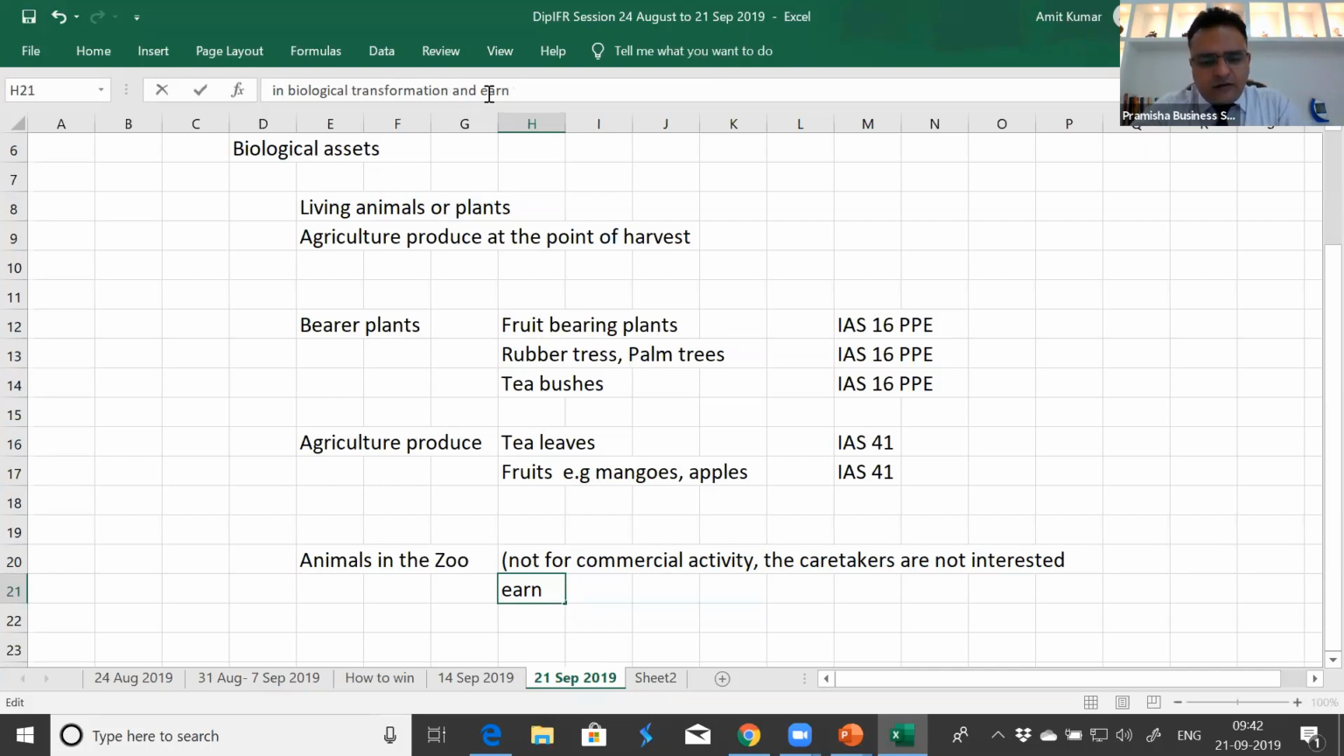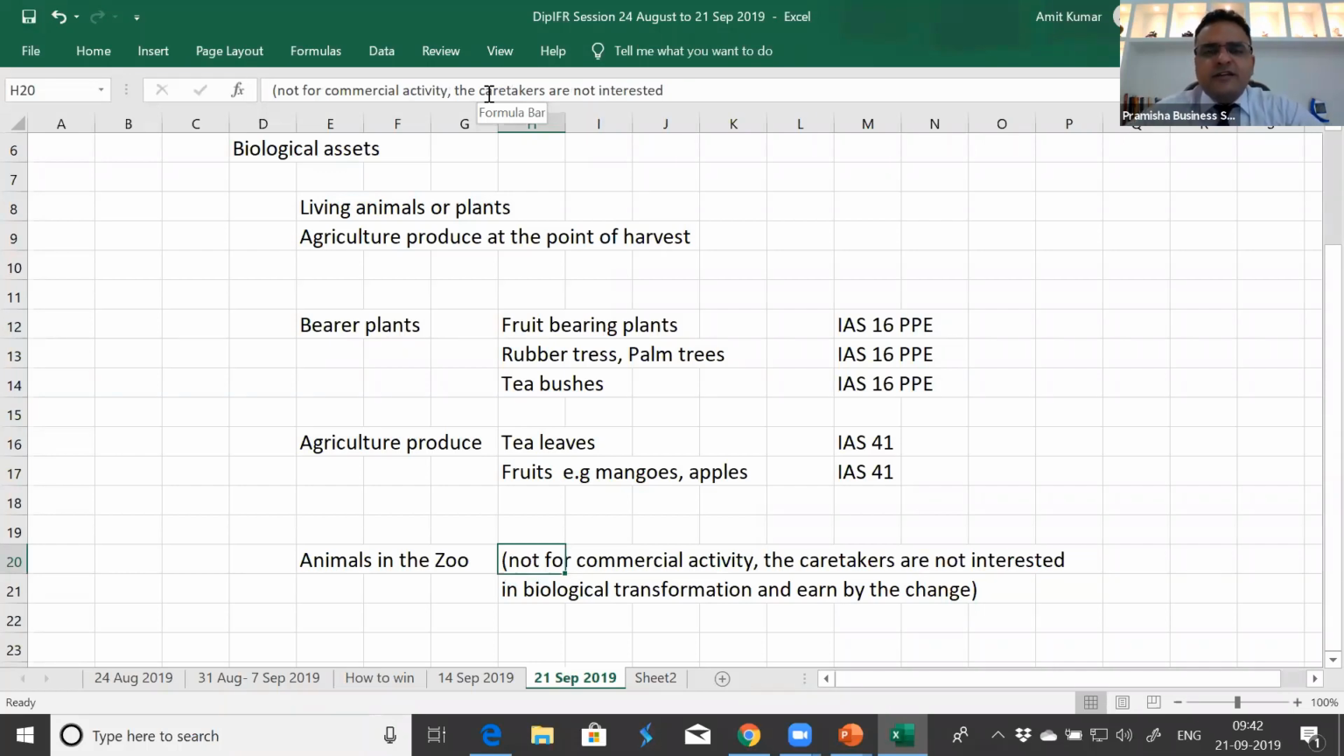Earn by the change. What is the change? The change is that the animals which we are rearing for commercial activity, suppose cows that are 1 year old, 2 years old, as they grow in age, not only increase in terms of quantity, but also increase in terms of quality. Sheep, there were 50 sheep last year, but this year we have 75 sheep.